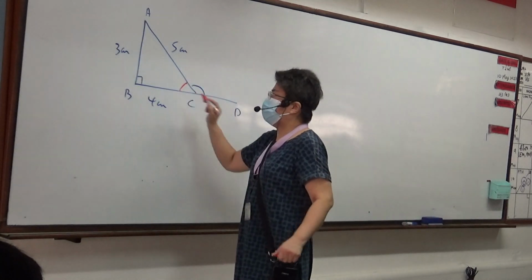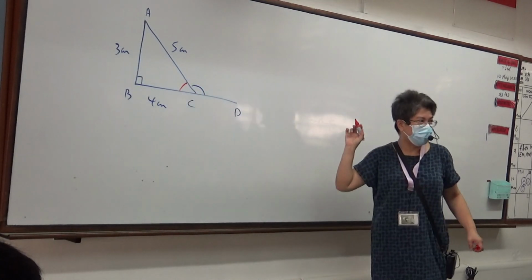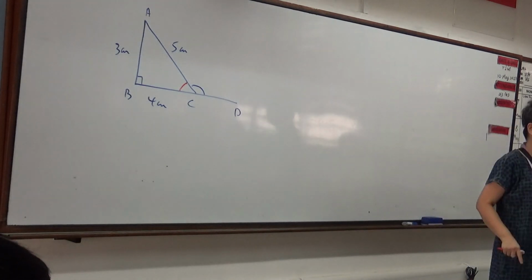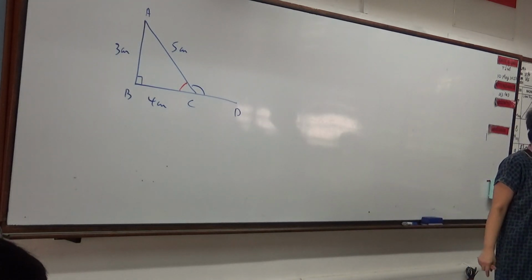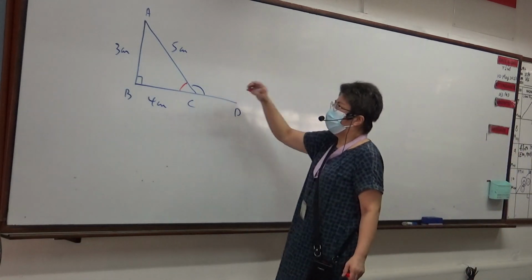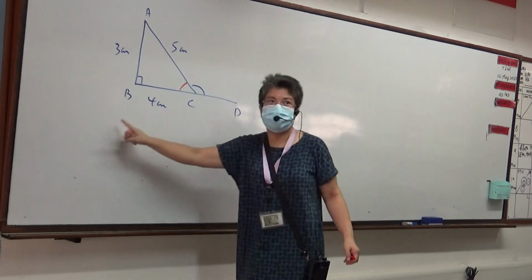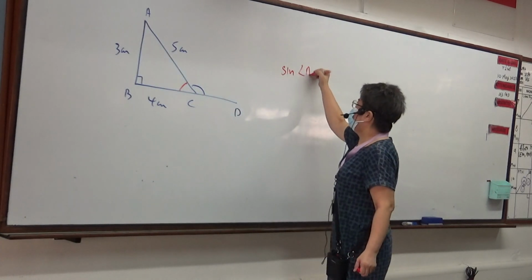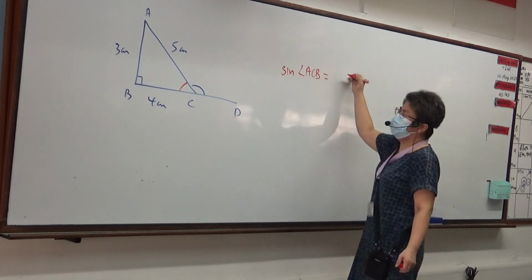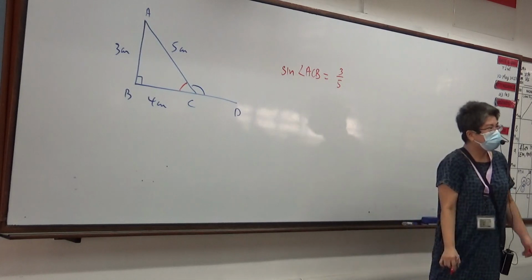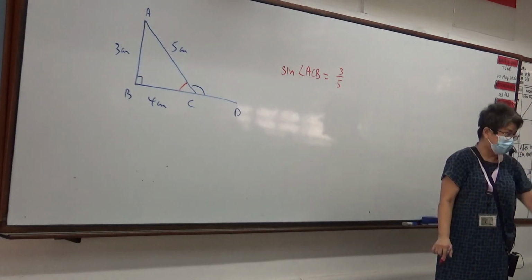Now, I want to look at this red one. I want everyone to pay attention. This one, for your exam, must understand. I don't care if you don't understand. Okay. Now, what is this angle called? ACB, right? The red one, okay? Sine angle ACB will be 3 over 5, right? I don't look at the question first, I'll do this first.